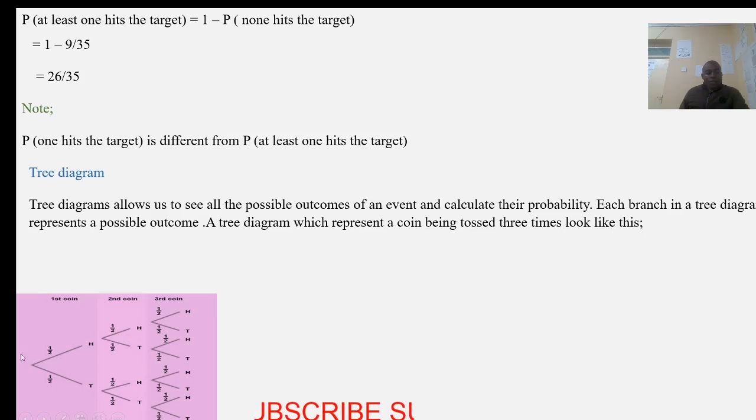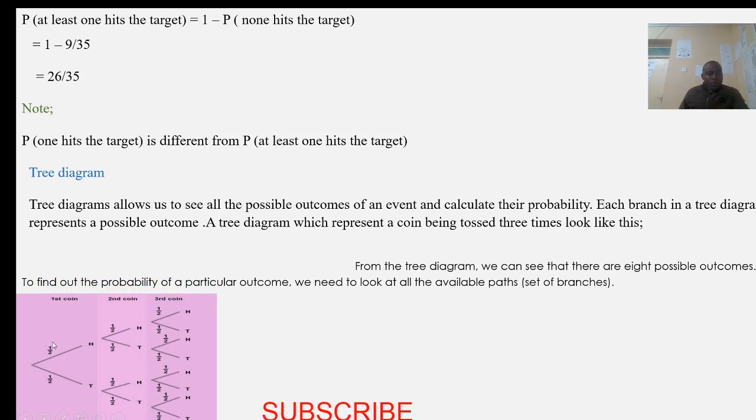So we shall have a coin tossed 3 times. This is the first toss, second toss, and the third toss. So I must see 3 branches: 1, 2, 3. If you were told 2, then we must have 1, 2: first and second toss. If it is 1, it's just 1 toss. So for the probability, we look at a tree diagram.